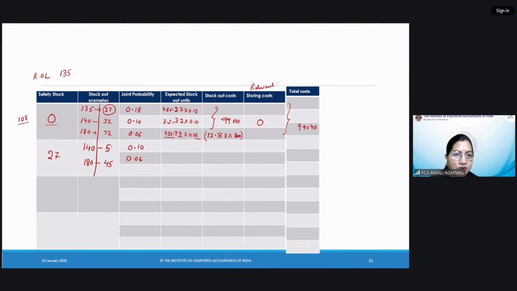So expected stock out units is 5 into 0.10, which is 0.5, and 45 into 0.06, which is 2.7. So your total stock out units is 2.7 plus 0.5, 3.2 units stock out into 8,000.